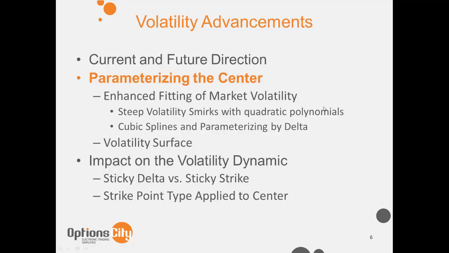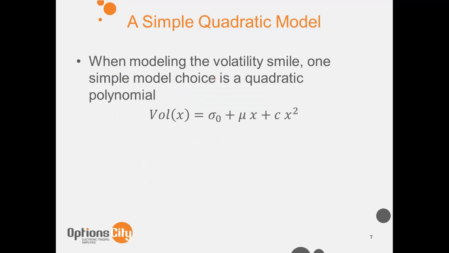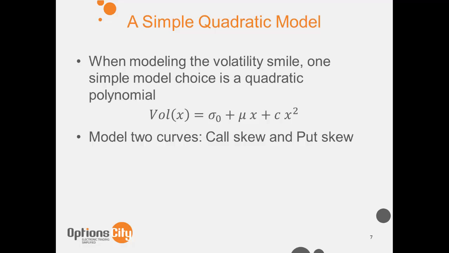So now let's talk about parameterizing the center. In order to understand what's meant by this, we need to start with some simple examples. A basic vol curve function would be to take a simple quadratic polynomial like this. Basically, we have a very simple function that has a single variable, x, and that variable could be the strike, it could also be a delta of the option, or it could be the difference between the strike and the underlying, and we'll use a vol curve for both the call skew and the put skew.